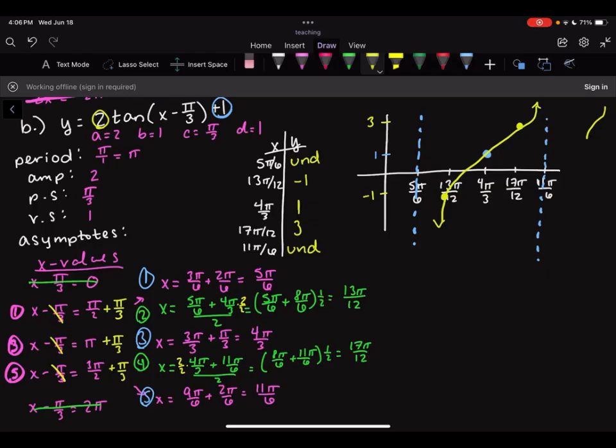So my asymptotes for this are x equals 5 pi over 6 and x equals 11 pi over 6. Or you can write it as x equals 5 pi over 6 plus pi k, which is the period. So you'll always add the period if you want to write it this way.